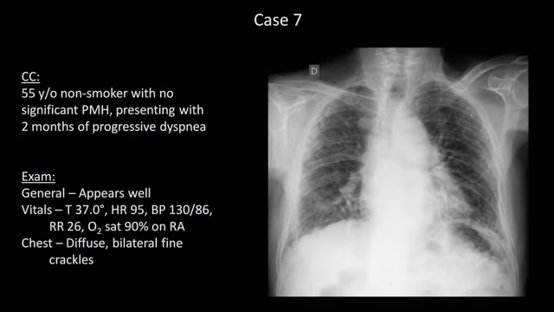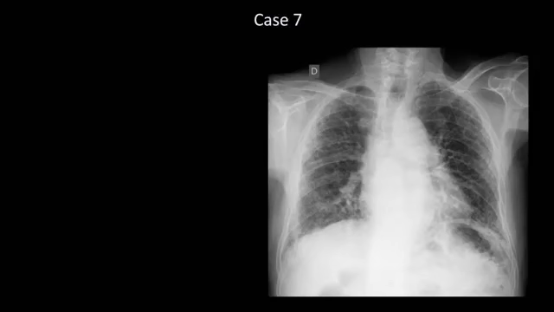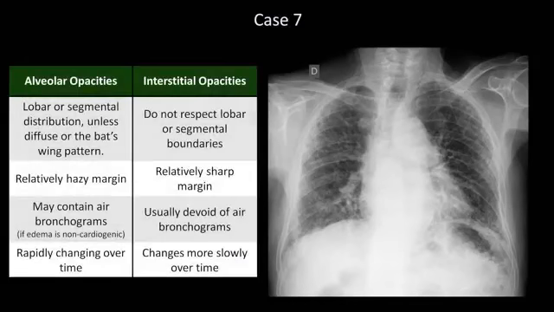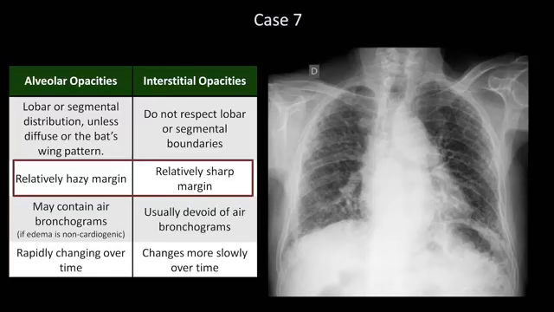Case 7. A 55-year-old non-smoker with no significant past medical history presents with 2 months of progressive dyspnea. There's a diffuse lung process present, slightly more prominent on the patient's right side. Is this an alveolar process or an interstitial process? Here's a chart from Lesson 7 to help distinguish those two possibilities. The most helpful distinction in this film is this one. Are the margins sharp or hazy? And these opacities, relatively speaking, are sharply defined, particularly when compared to the ARDS example in Case 3.